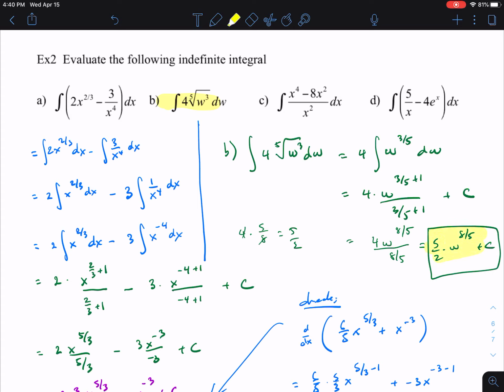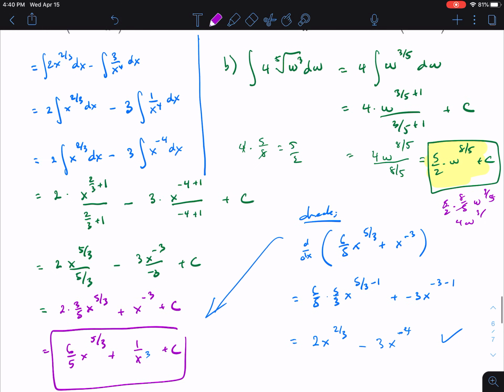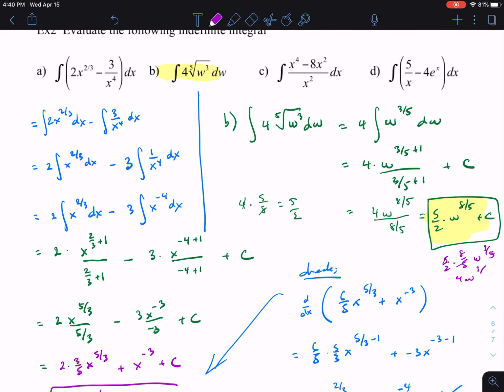Let's quickly check that. Let's use a different color. 5/2 times 8/5 w to the 3/5. So that's 4w to the 3/5, yep, that's correct. Okay, so that is the correct answer. It is more messy for sure. There are more fractions involved, most definitely.